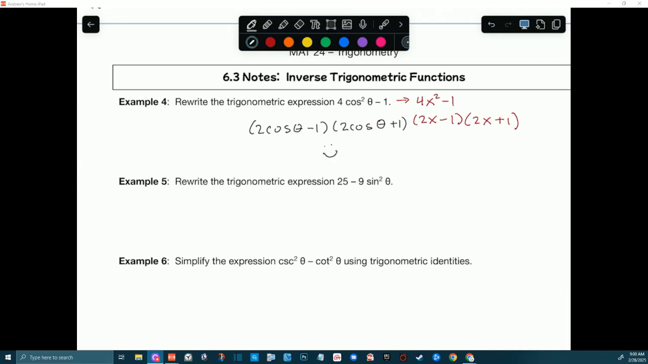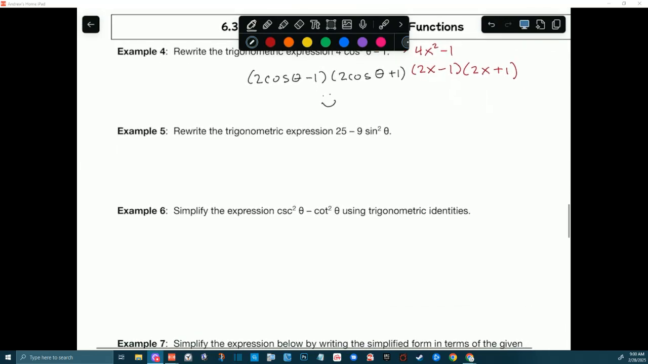Yay. I'm starting to recognize that pattern. I probably don't need to do the replacement with x. This next one is also a difference of squares. 25 is 5 squared, 9 is 3 squared, sine squared is sine squared. So this is also that same pattern. Square root of 25 is 5, so 5 minus 3 sine theta times 5 plus 3 sine theta.